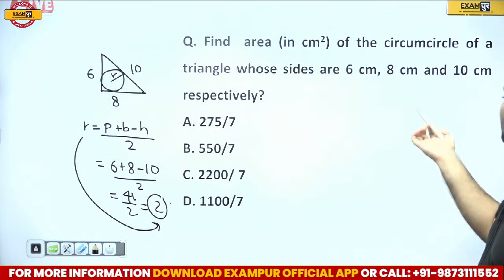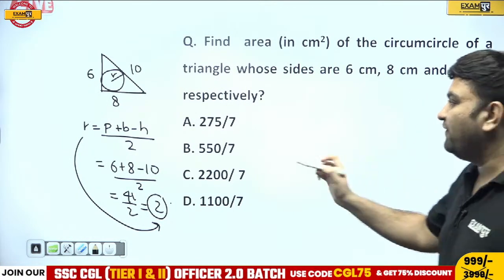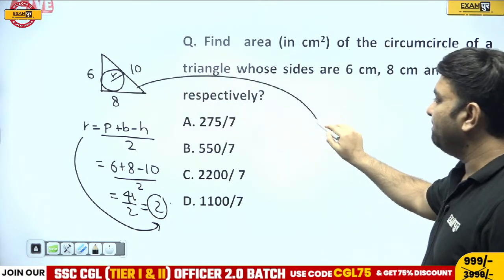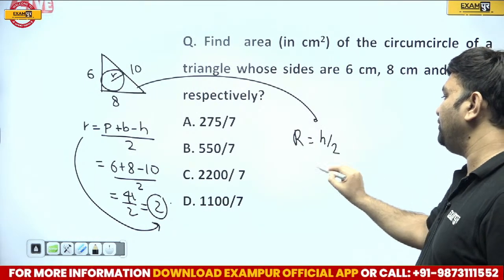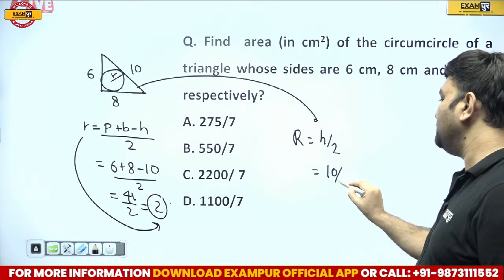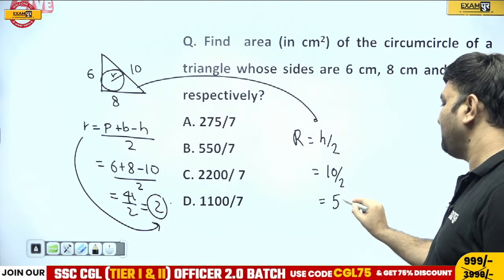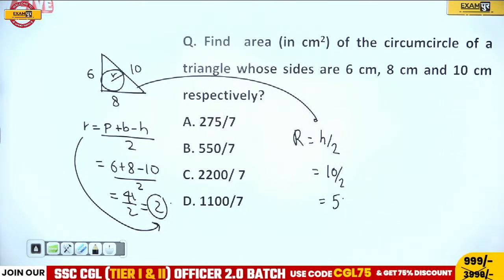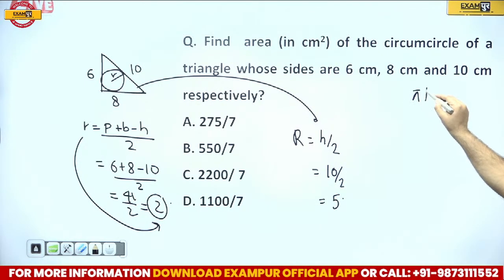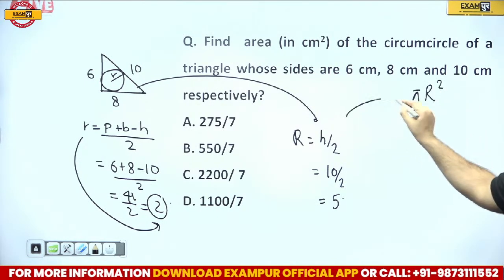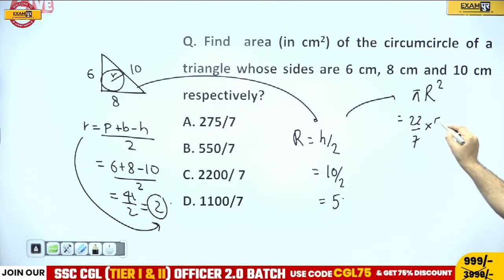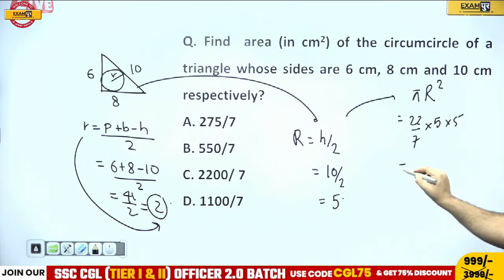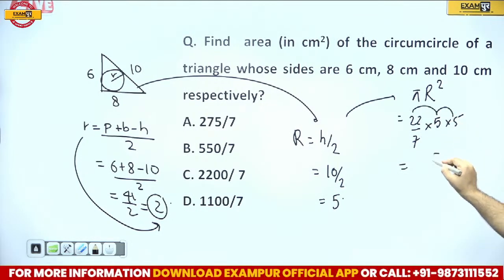So what is the area of the circumcircle? They are asking the circumcircle. So what is the circumradius? Circumradius is hypotenuse divided by 2. Hypotenuse divided by 2 is 10 by 2, 5. They are asking pi capital R square, 22 by 7. Radius is 5 into 5, which is 110 into 5, 550 by 7.